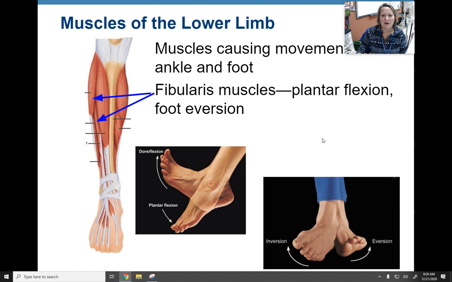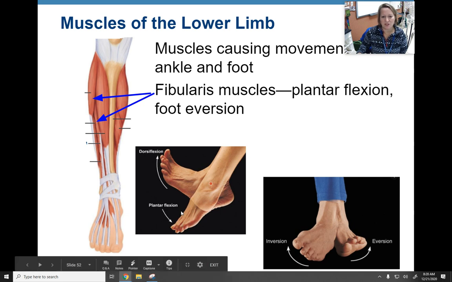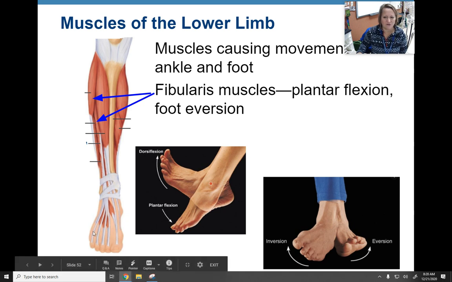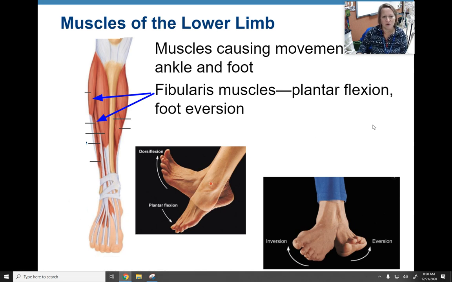The muscles that are going to cause movement in the foot and ankle, the fibularis muscles. They include the fibularis longus and the fibularis brevis. I just was double checking that I had the location right. They are involved in plantar flexion. So remember, plantar flexion is standing on your tiptoes, and they also can be involved in eversion. If you look at where these are attached, they're on the outside of your foot, so they're going to allow for eversion.